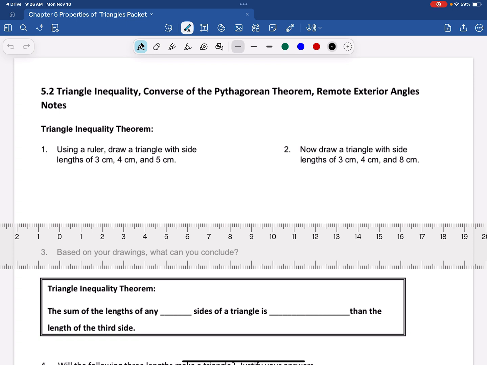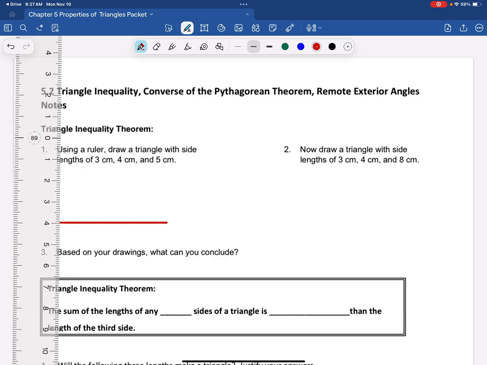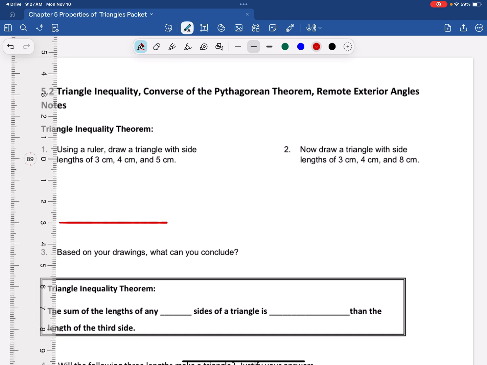I have an activity to start off with, and the activity says to use a ruler and draw a triangle with side lengths of 3 and 4 and 5. First, I pulled out my ruler, and I'm going to draw a length of 5 right there. If I had 2 rulers, it would probably be easier to show. I'm going to turn this ruler to the side, bring this down here, and draw a side of 3.